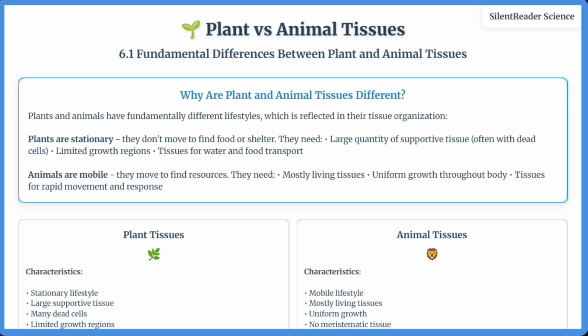Animals, on the other hand, are mobile. They move to find resources. This active lifestyle requires mostly living tissues, uniform growth throughout the body, and tissues specialized for rapid movement and response. These differences reflect their completely different survival strategies in nature.